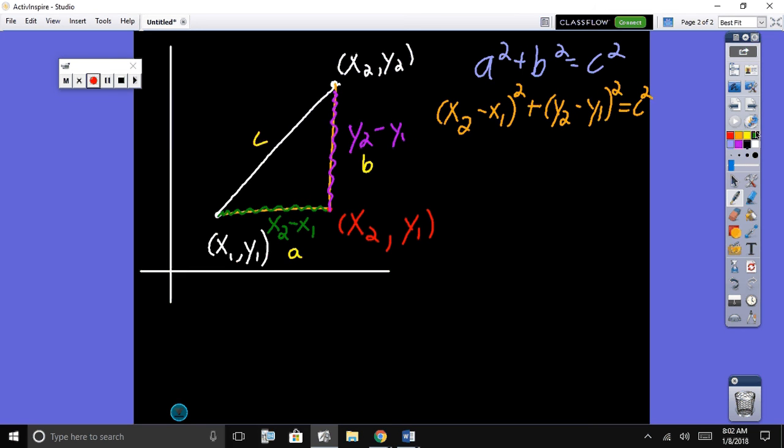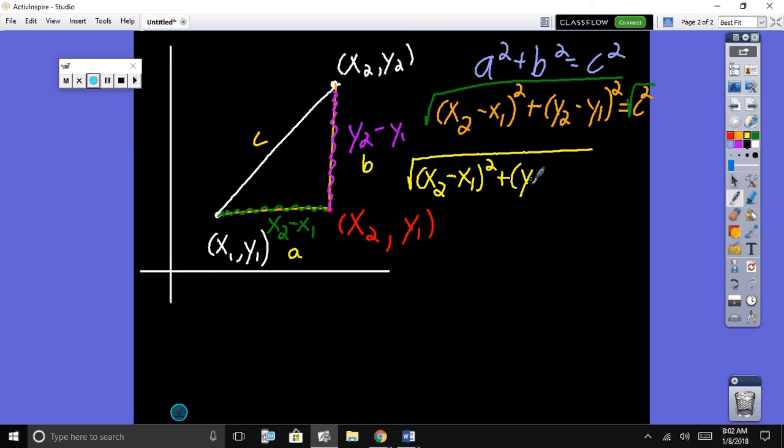Well, I can't combine anything because x2 and x1, although they still have no values plugged in there, one has a 2 at the bottom, one has a 1, so I can't really combine them. But if I want to solve for c, I'm going to take the square root of both sides, just so we can get c by itself. That will leave me with, underneath the square root, x2 minus x1 squared, plus y2 minus y1 squared. And that value is c.